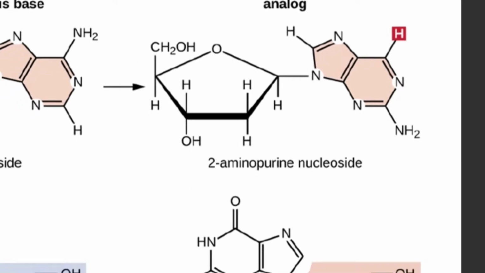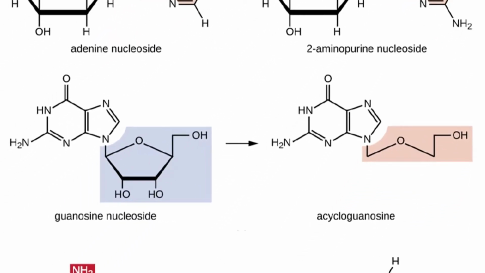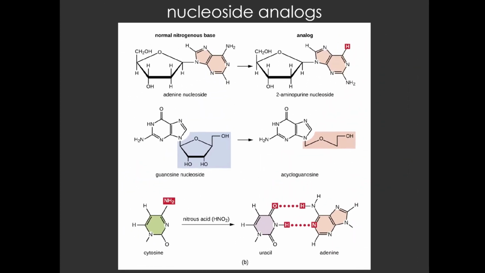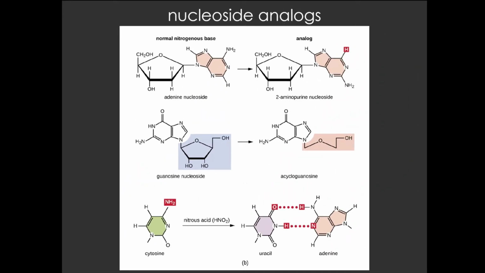Similarly, the guanosine analog, acycloguanosine, has a similar structure in one regard, but here lacks the 3' OH group and so stops DNA synthesis. And finally, the addition of nitrous acid actually converts cytosine to uracil, which then binds with adenine and replaces a GC pair with an AT pair.